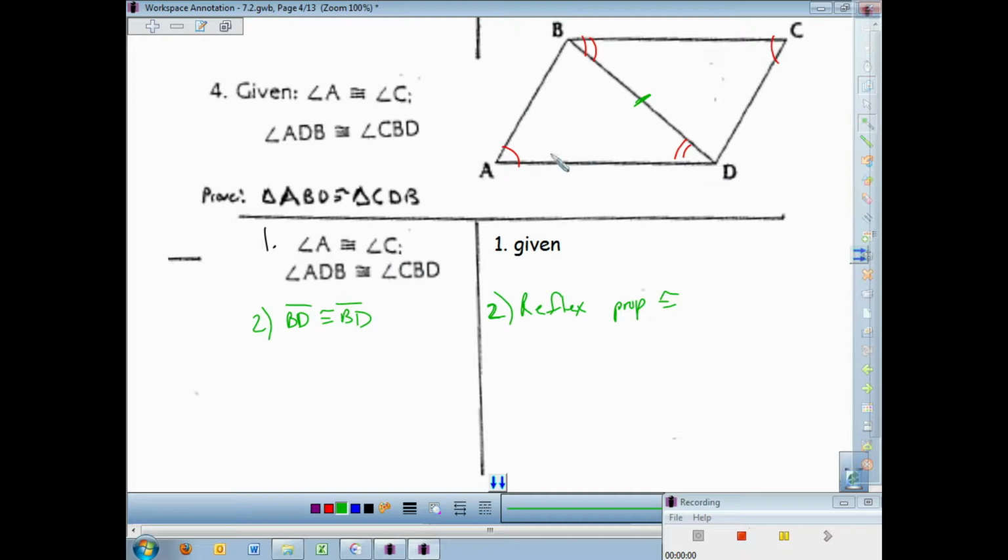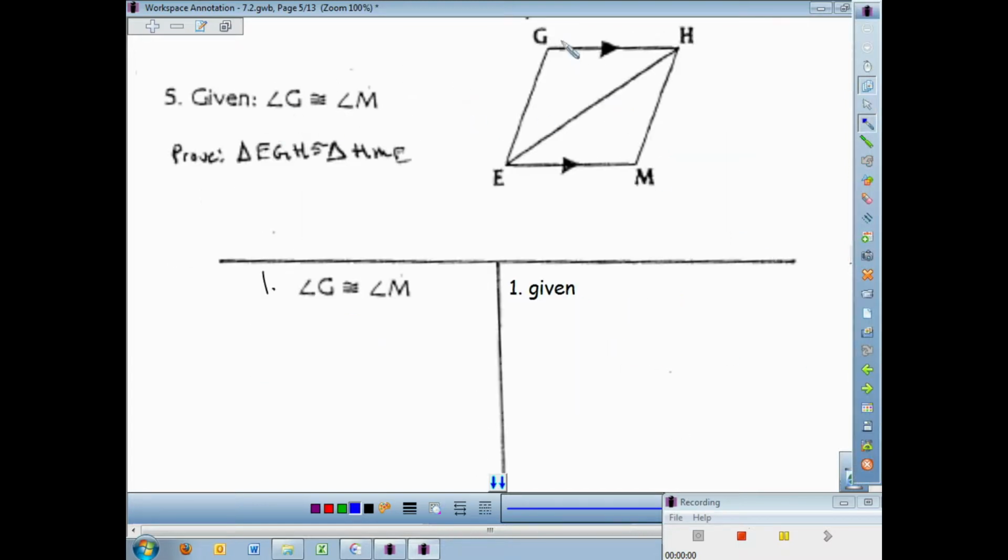So then I can do angle angle side. I just have to check that my angles go in the right order. It goes single arc mark, double arc mark, side. The other one goes single arc mark, double arc mark, side. So booyah. Triangle ABD is congruent to triangle CDB by the angle angle side congruence theorem.